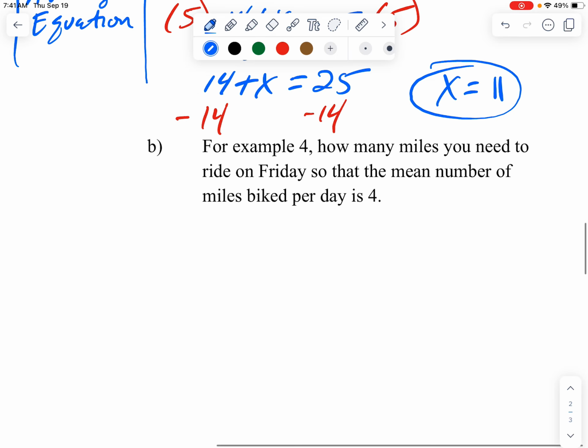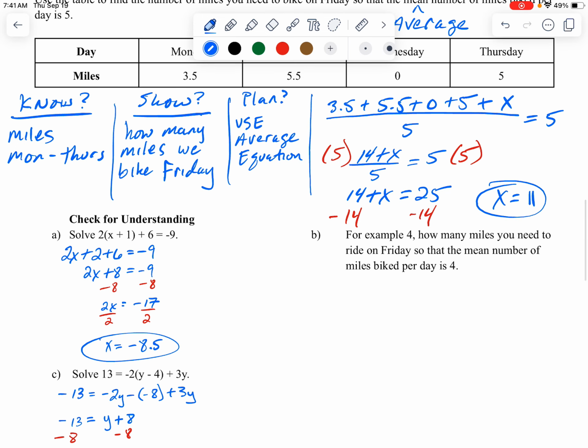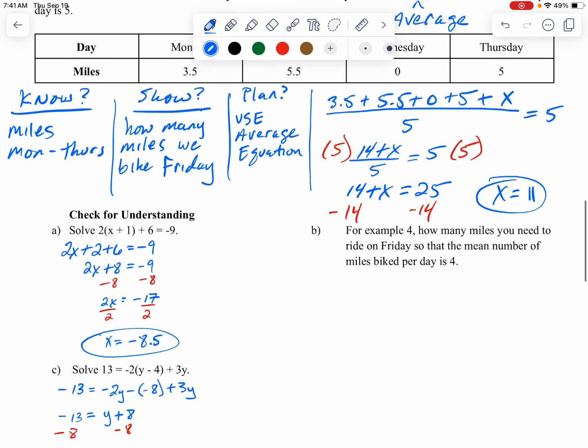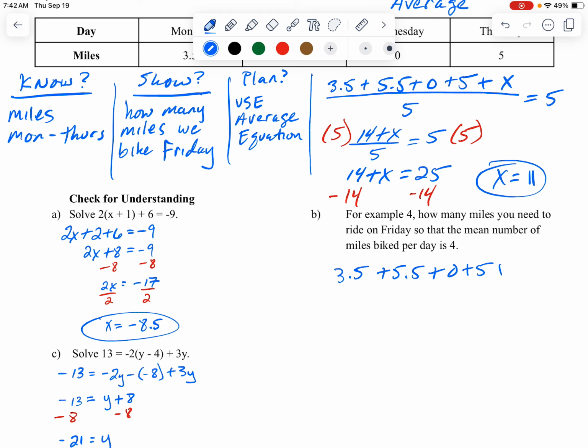Finally, this is exactly like that problem up above. So how many miles would you need to ride on Friday so that the average number of miles per day is 4? So it's going to be this exact same equation, except we want the average to be 4. So 3.5 plus 5.5 plus 0 plus 5 plus x, divided by 5, equals 4. And again, very similar. We're going to end up with 14 plus x on the top divided by 5 equals 4.